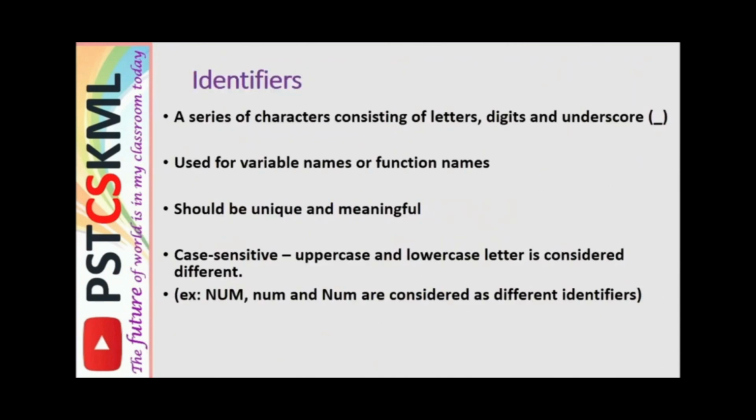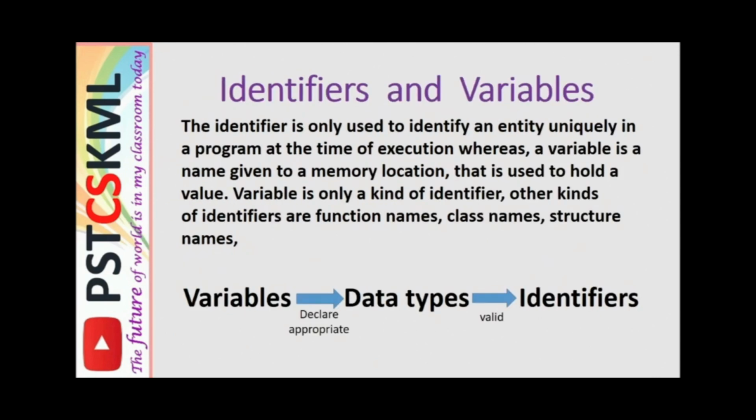What is an identifier? An identifier is a series of characters consisting of letters, digits, and underscore. It is used for variable names and function names, and should be unique and meaningful. It is case sensitive: uppercase and lowercase letters are considered different. Examples: num, identifier, and variable.